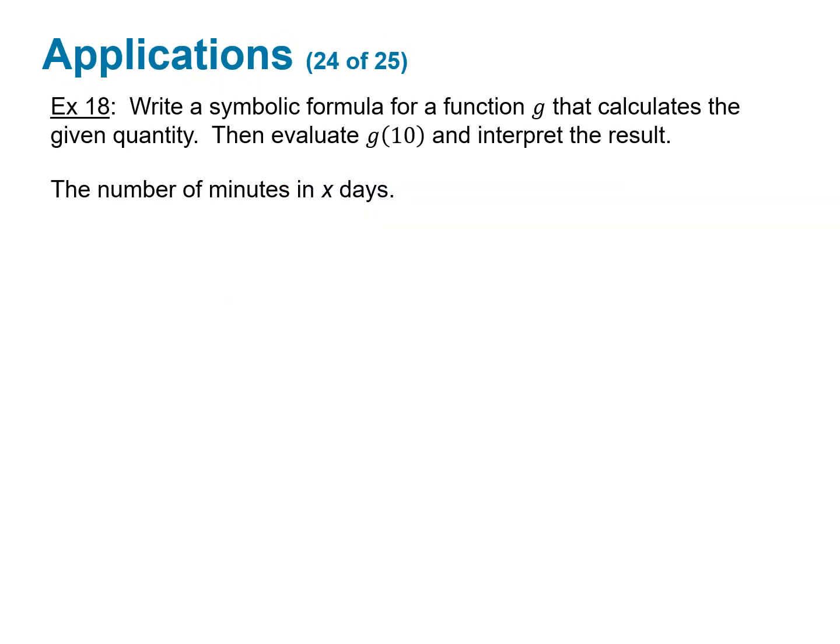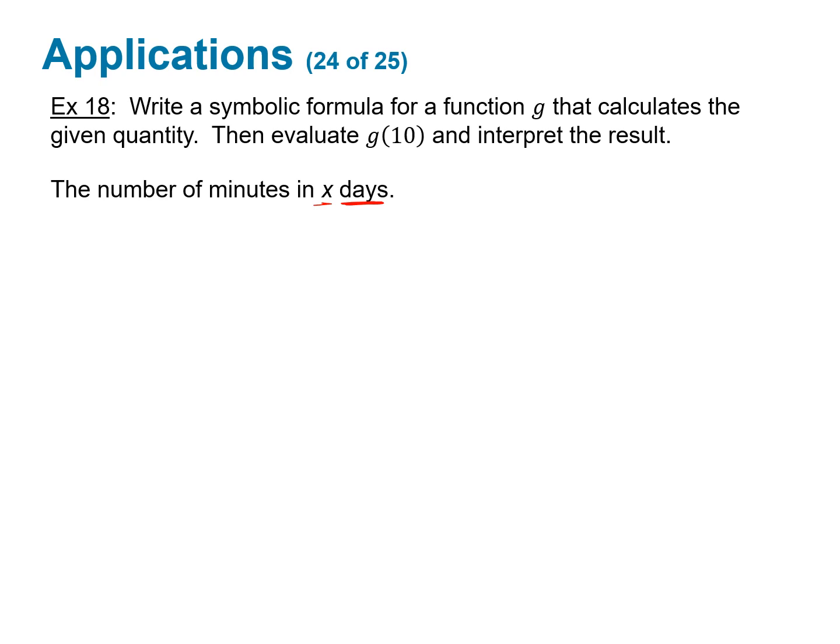All right, 2 more and we are done with this lesson. Write a symbolic formula for the function g that calculates the given quantity. Then evaluate g of 10 and interpret the results. The number of minutes in x days. So first off, we need to find out what our x is and what our y is, or what our input is and what our output is. If we know the number of days, then we can find out the number of minutes. So we have to put in the number of days and come out with the number of minutes.